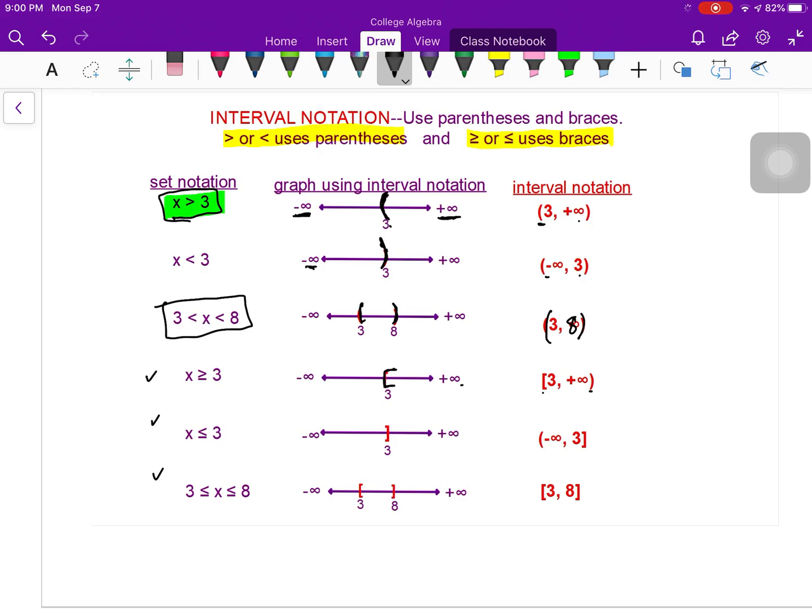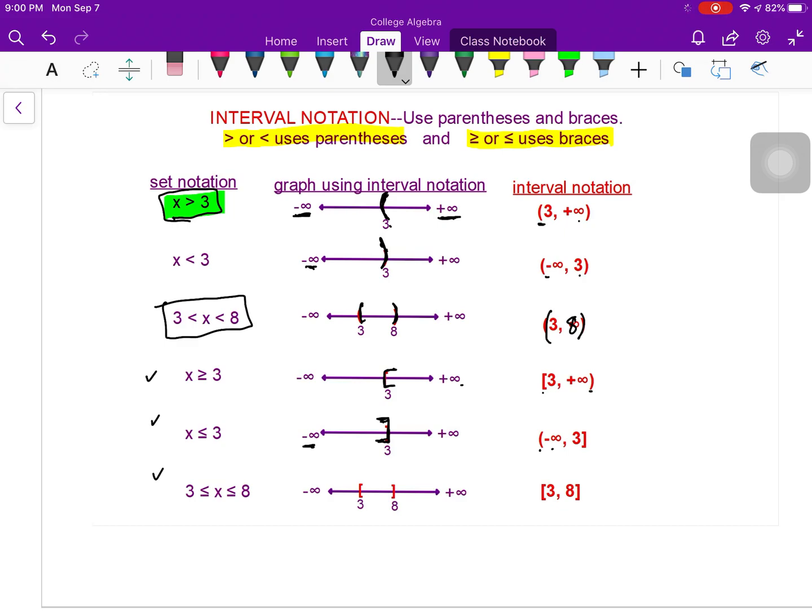x is less than or equal to 3. So equal means a brace, and they would be all the numbers to the left of 3. So I would have my brace opening left. Furthest to the left is negative infinity to 3. Negative infinity gets a parenthesis because you can never reach it. To 3 gets the brace because that is what I'm equal to.